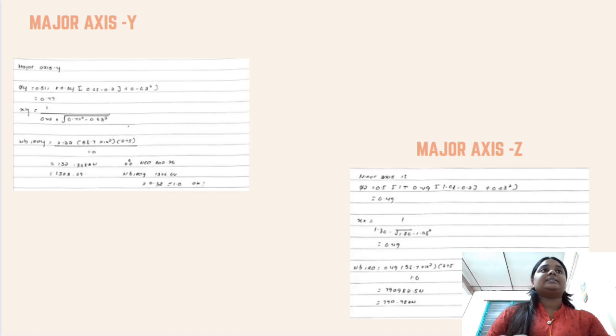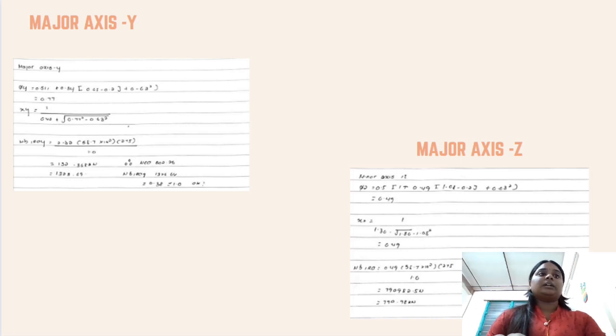So the minor axis Z: 0.5 times [1 plus 0.99 times (1.08 minus 0.2) plus 0.63 to the power of 2]. The χz gets 1 over 1.30 plus the square root of 1.30 minus 1.08 to the power of 2. The answer is 0.49, and N_b,Rd is 0.49 times 58.7 times 10 to the power of 2 times 275.